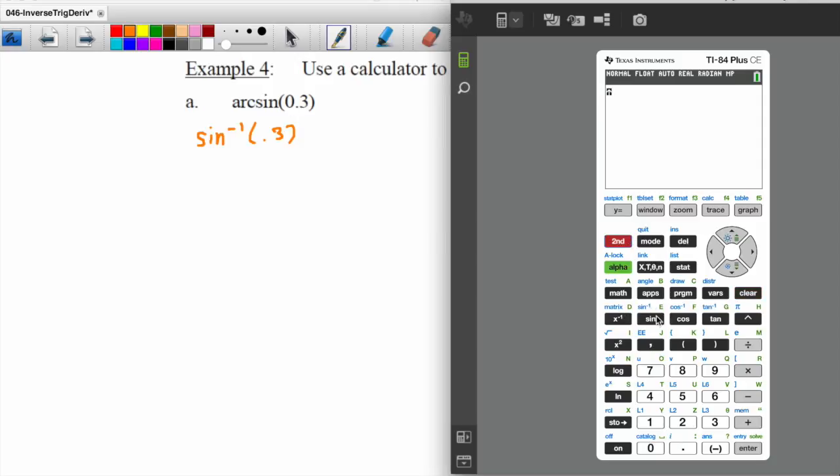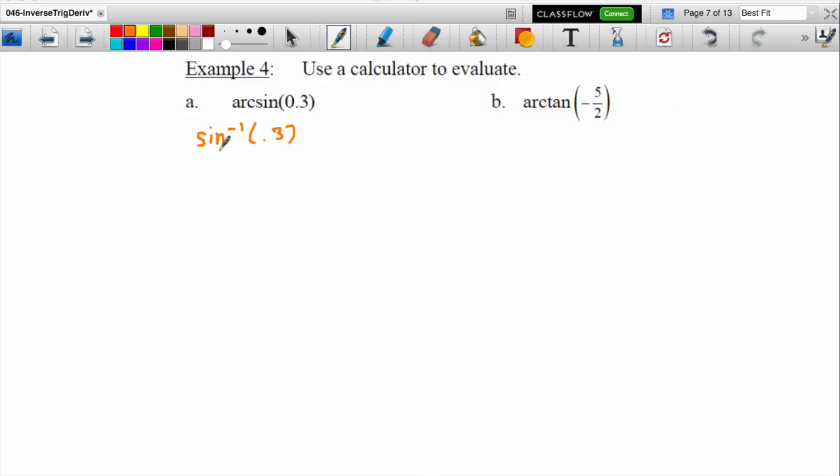So second, sine inverse. You better be in radians mode. 0.3, enter, and there you go. There's your angle. That's not simplified, by the way. So we had better say 0.304 or 0.305. I'm a rounder.